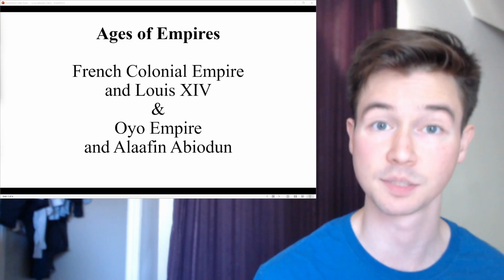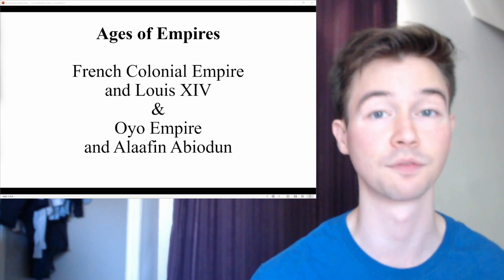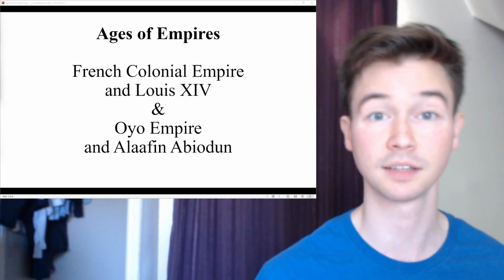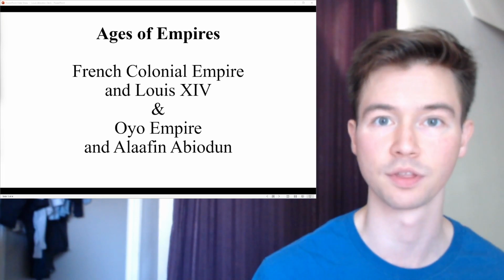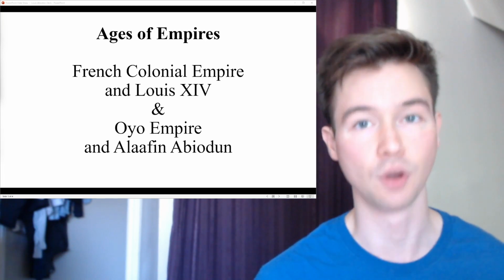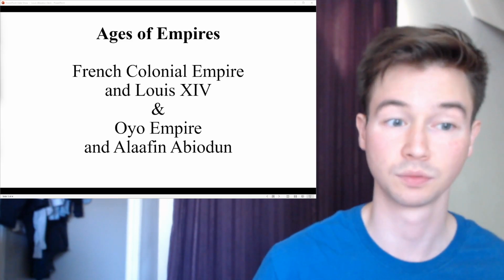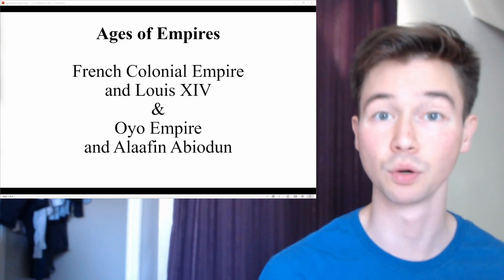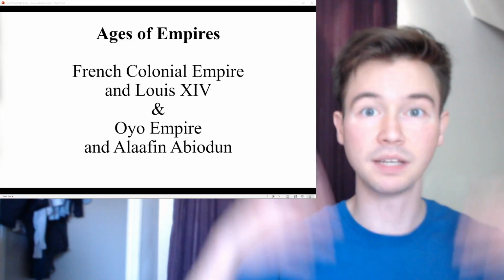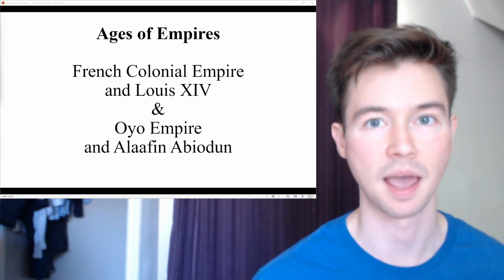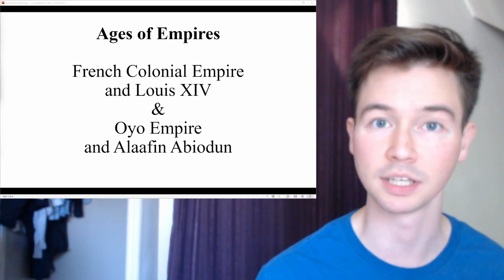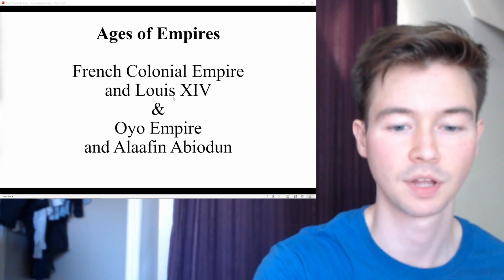Furthermore, we will highlight a specific leader from each empire. From the French Colonial Empire, we will be highlighting Louis XIV, or the Sun King. And from the Oyo Empire, we will be highlighting Alaafin Abiodun, or, well, essentially King Abiodun. So two pinnacles of their respective empires. Without further ado, we will begin with the first empire.